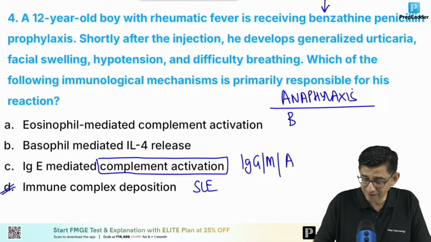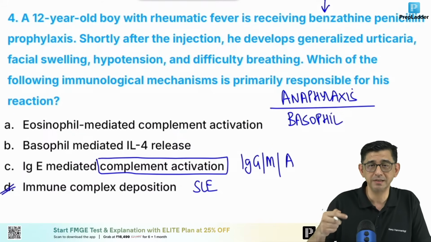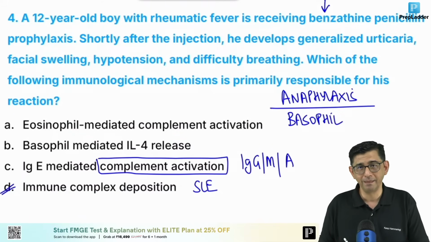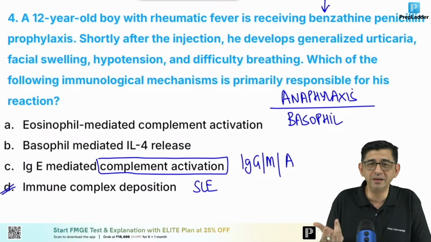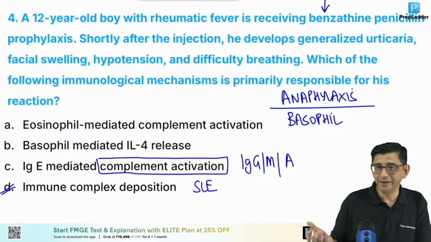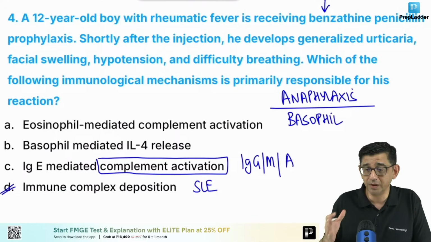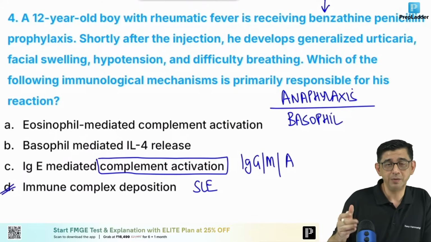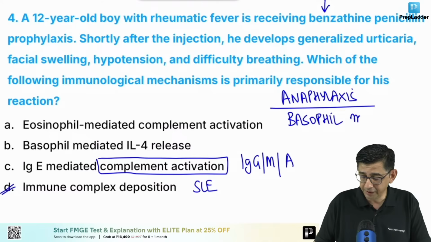In anaphylaxis, the cell involved is not the eosinophil. Anaphylaxis is the baap of allergy. Anaphylaxis is like that super allergy that is happening. I'm not talking about routine allergy. I'm not talking about atopic dermatitis, asthma, hay fever, stuff like that, right? I'm talking about something very serious that can jeopardize the career of a doctor because the patient may die. It is basophil mediated, guys.